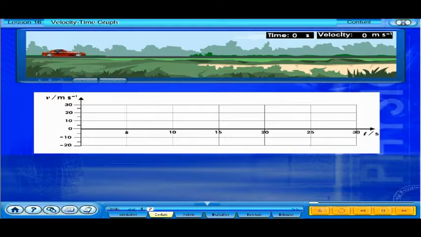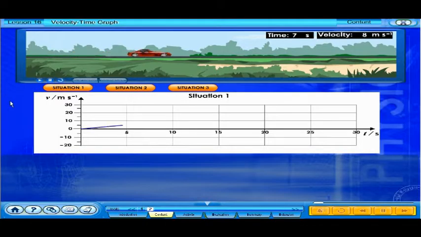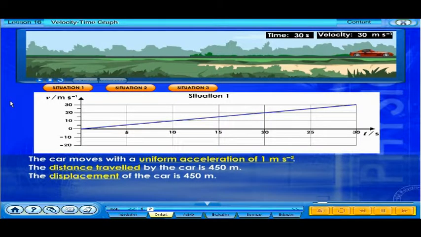Let us now analyze some other velocity versus time graphs. Click the Situation 1 button. Describe the motion of the car. The car moves with a uniform acceleration of 1 meter per second squared. The distance traveled by the car is 450 meters. The displacement of the car is 450 meters.